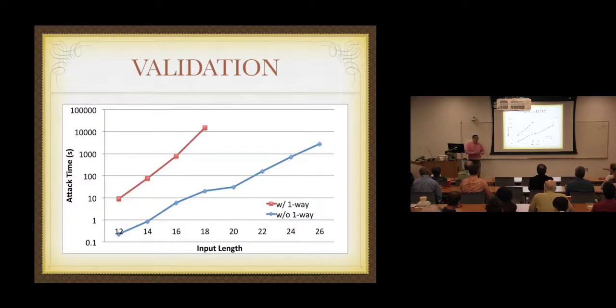We plug the one-way Goldreich function into our design, and then we tested this by running the SAT-based attack on it. There are two sets of experiments. One is without the one-way function, that is, the original design without the one-way function. As you can see, the attacker time is exponential in terms of the input length. And if you plug in the one-way function, the runtime increases dramatically.